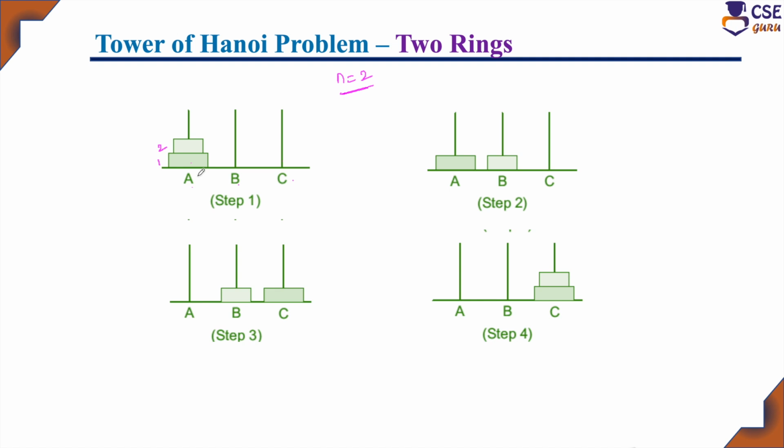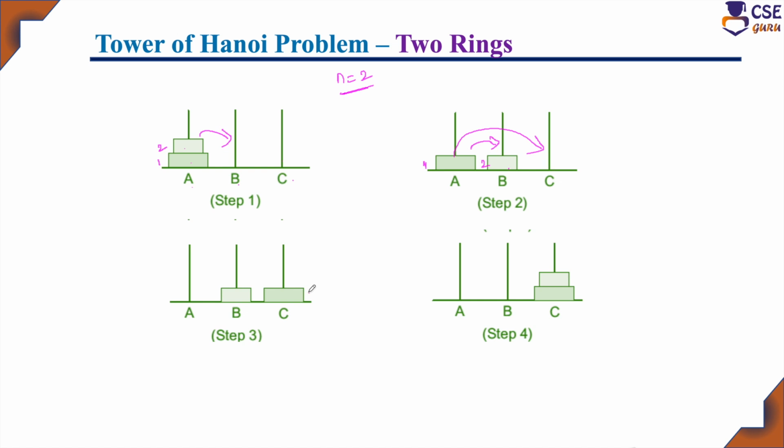So first what we have to do? Ring number 2, you move from A to B. Okay. Now we have placed it in B. Next, ring number 1. This is 1 and this is 2. Okay. Ring number 1 move from A to C. Now we have moved it from A to C.